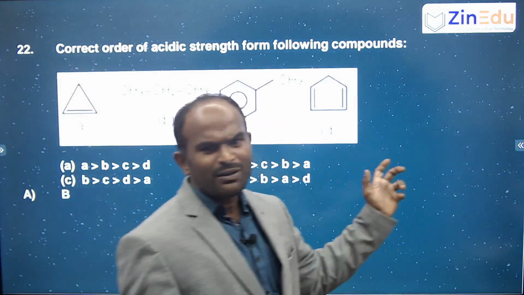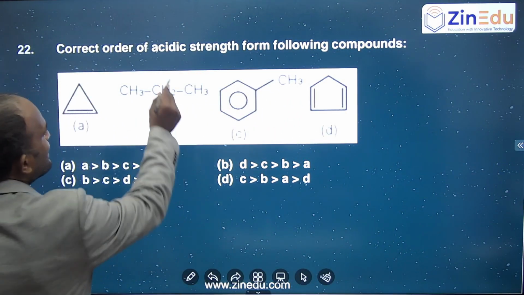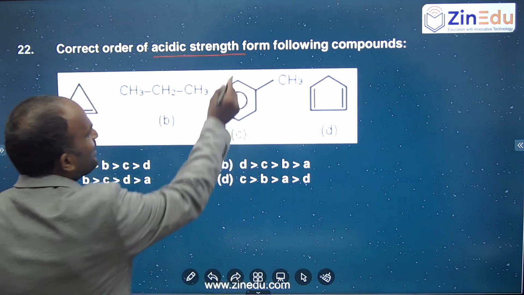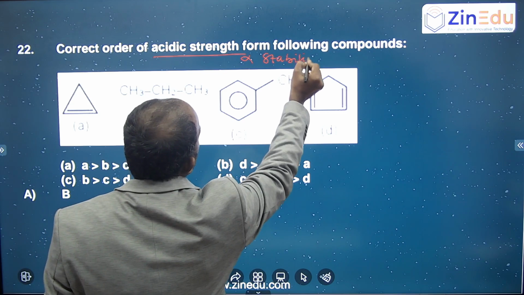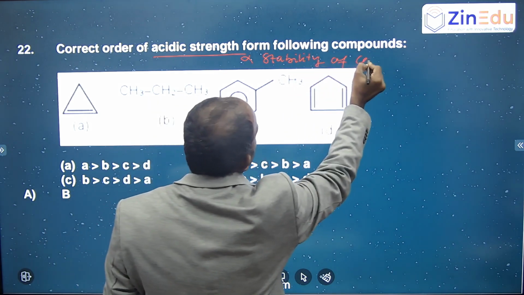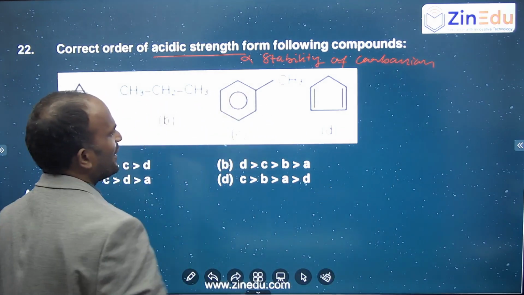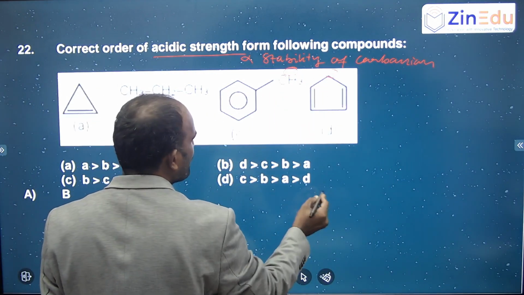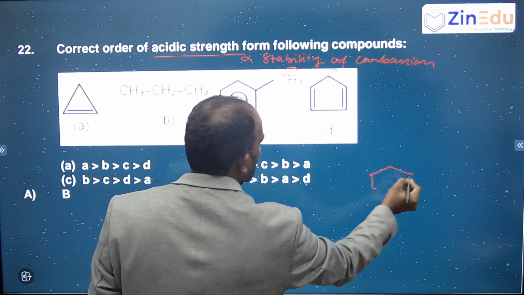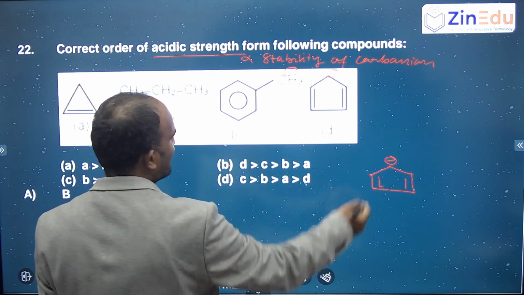Quite a simple paper compared to the previous ones. Here we have another one, which is acidic strength. Acidic strength is directly proportional to the stability of the carbanion. Here this is the carbanion, the benzyl carbanion, if it loses one hydrogen. So this is going to be the carbanion. Here it gets aromaticity, therefore it gets extra stability.